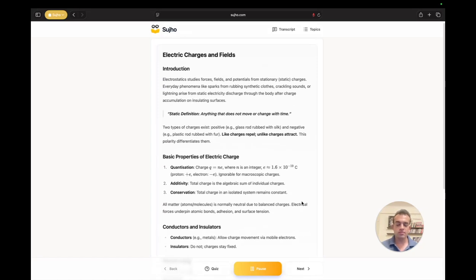Electrostatics is the study of forces, fields, and potentials arising from stationary electric charges. Think of getting a small shock from rubbing your feet on the carpet and then touching a doorknob. That's static electricity in action. Does that sound similar to things you've experienced?